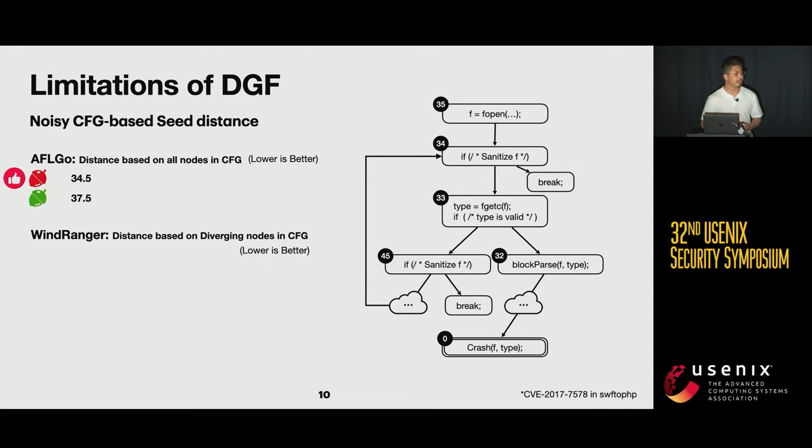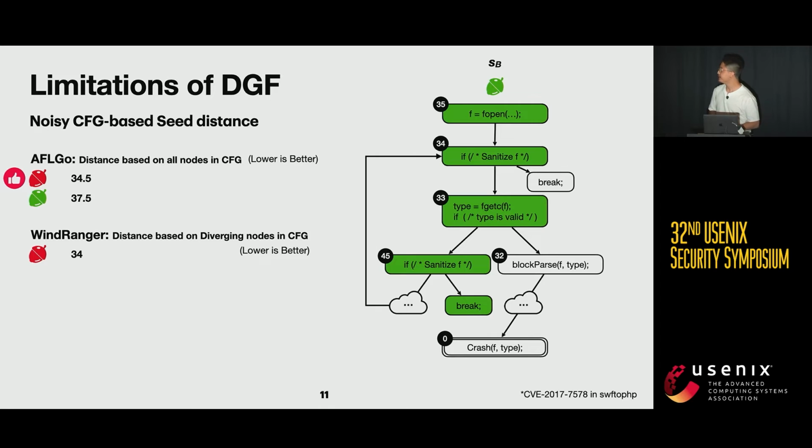WindRanger, another directed gray box fuzzer, tries to enhance this mechanism by focusing only on the diverging nodes. The diverging node for seed A is the first sanitization node because that is the node that prevents seed A from reaching the target location. So seed A is assigned a score of 34. Now, the diverging node for seed B is the second sanitization because that's the node that prevents seed B from reaching the target location. So seed B is assigned a score of 45. Now we can see that WindRanger will still prioritize seed A over seed B, so the problem isn't really solved here.